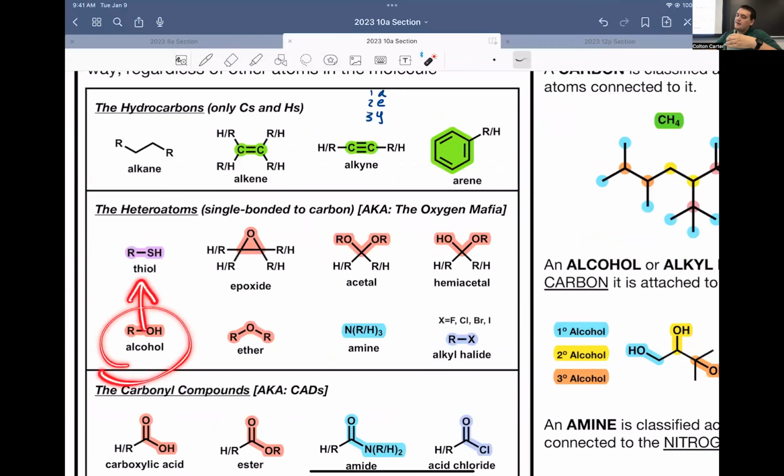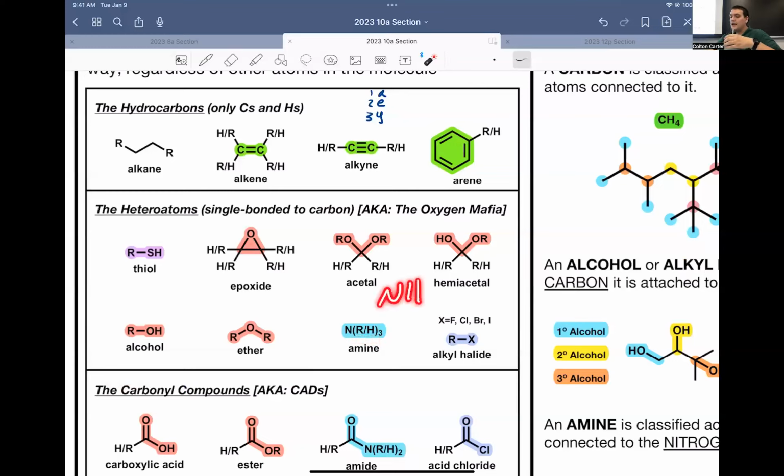Alcohol's cooler older cousin is a thiol. So instead of an OH, you have an SH, and SH is right below on the table. Generally, if you see thio, it is talking about sulfur. Then we have amines, and this NR/H3 looks kind of confusing. It's literally just a nitrogen attached to three things, called an amine.